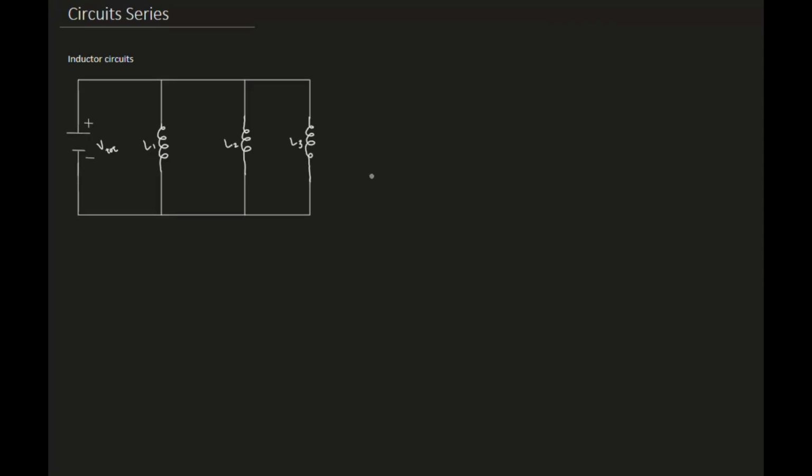Now let's look at if we have an inductor circuit where the inductors are in parallel. In this case, we know that the voltage is constant, right? So voltage is constant.